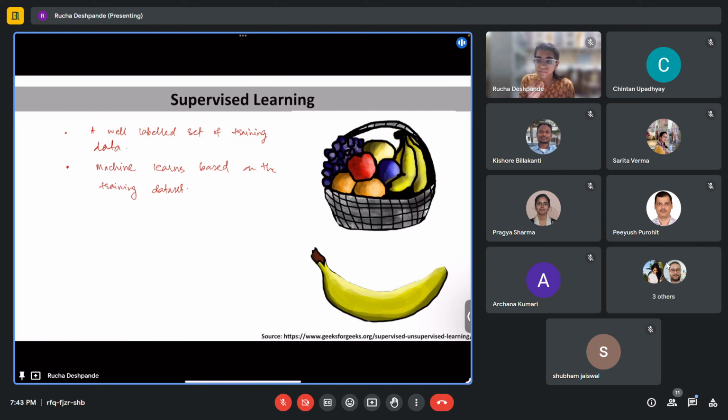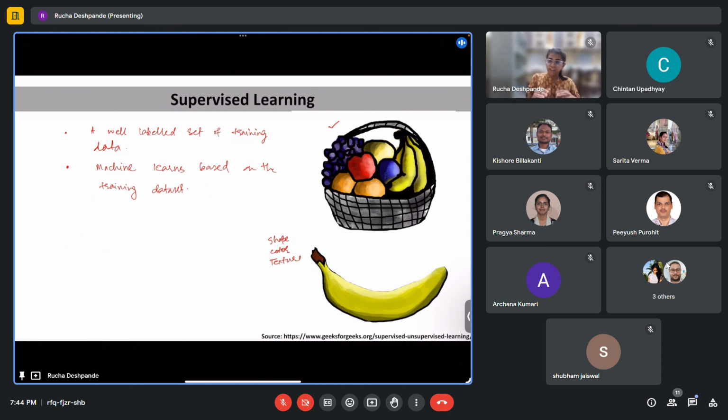So, for example, here we need to classify different kinds of fruits in this bucket. First, in supervised learning, we will provide a dataset of training samples where the machine would be taught to identify different kinds of fruits based on their shape or color or texture.